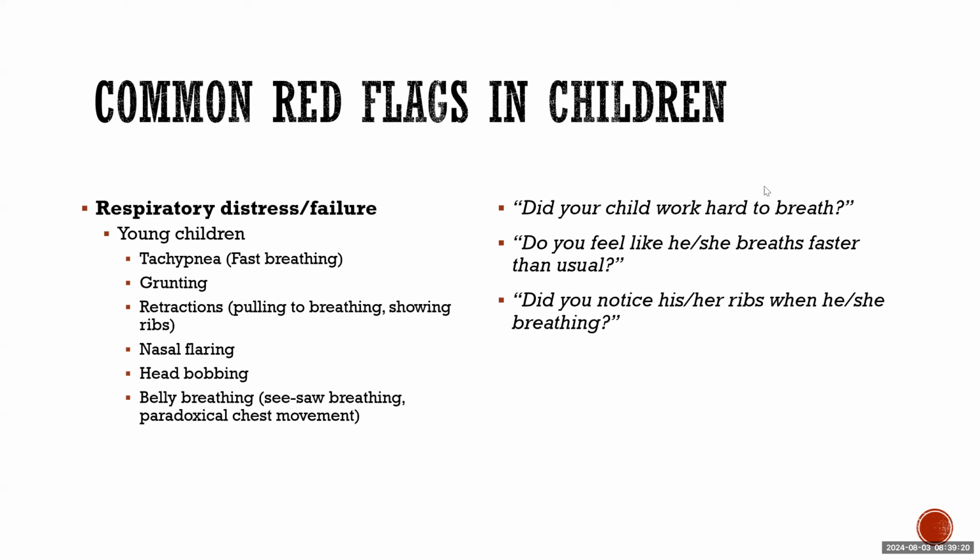So for younger children, the signs of respiratory distress or impending failure are tachypnea, so breathing very fast, grunting, retractions. For those who are not familiar with the word, it's just pulling to breathe or showing ribs. So they're using all of the accessory muscles to breathe, right? They're sucking their chest in to breathe every time. Nasal flaring, head bobbing, barely breathing.